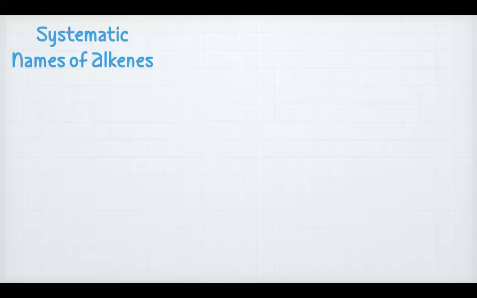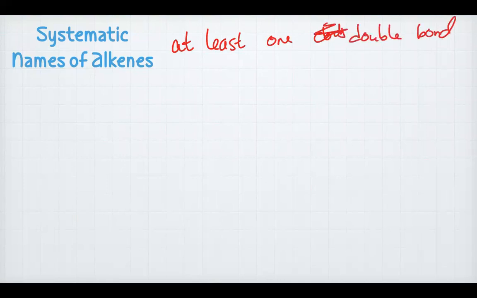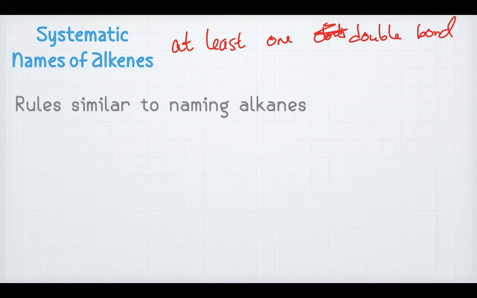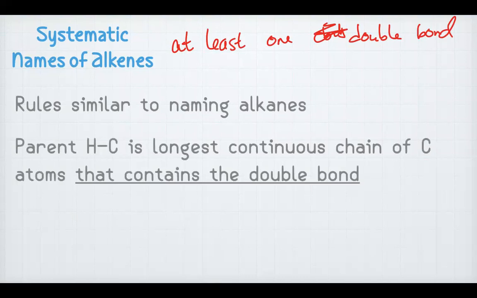Now, alkenes. Alkenes contain at least one double bond. Oof, can't write. Double bond. And naming the alkenes is going to have the same rules with one exception. Sorry, there'll be two exceptions. The first exception is that the chain that you're going to count must include the double bond.